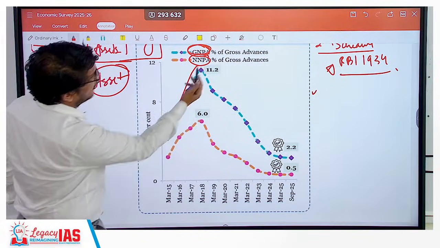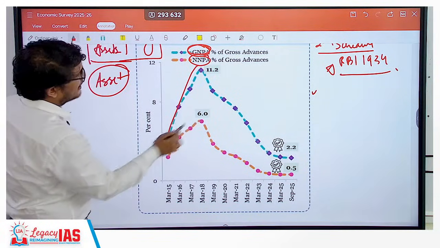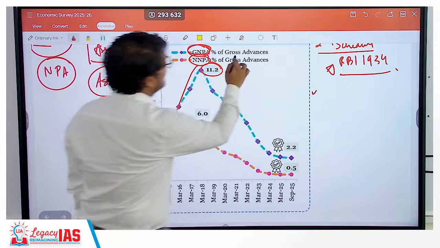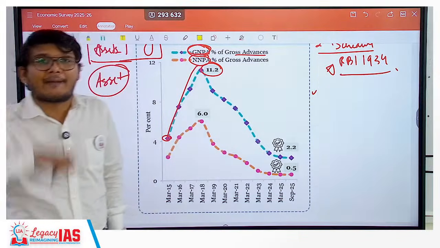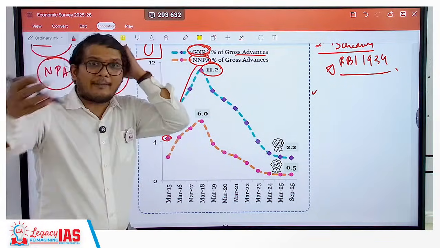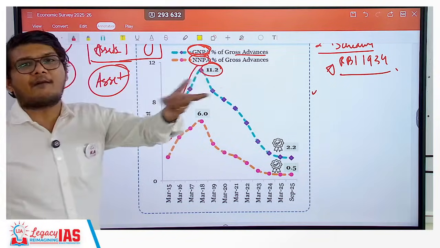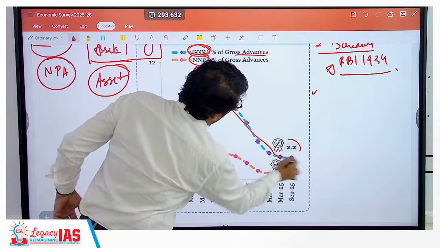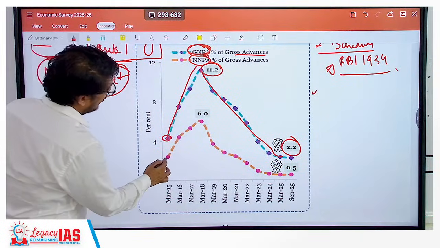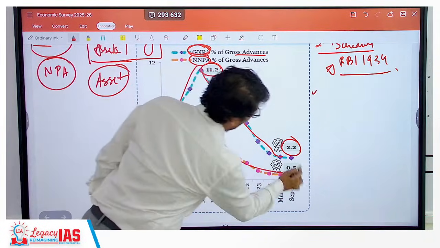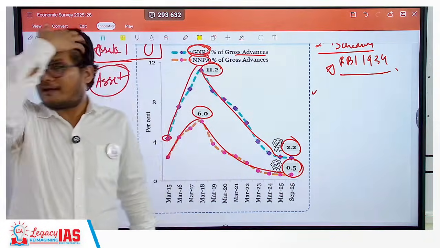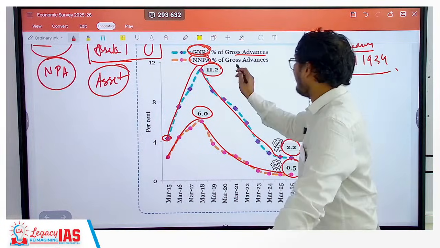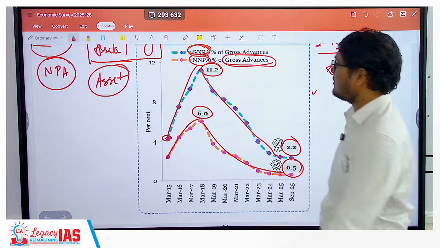Around 15 it increased, and from around 4% it went up to 11.2% of the gross advances. Advances means the amount of loan that the bank is giving. So of the amount of loan that the bank is giving, 11.2% were becoming non-performing. However, that has now declined and it is only 2.2%, whereas the net also increased up to 6%, but now it has declined to simply 0.5% of the gross advances that are being given.